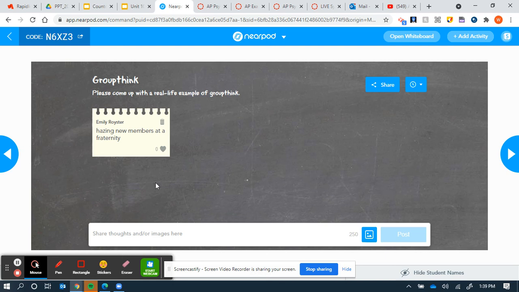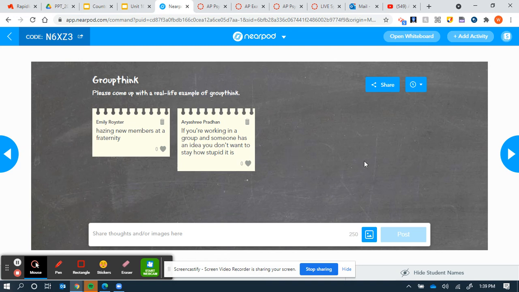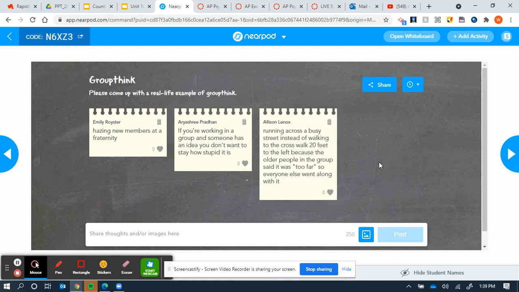All right, so are we only going to have one example from Emily? Working in a group and someone has an idea, you don't want to say how stupid it is. Okay, yeah, that is a good one. When somebody's like, hey, I got it, and everybody's like, okay, yeah, nobody wants to be. Running across a busy street instead of walking to the crosswalk to the left because older people had said it was too far, so everyone else went along with it. Okay, all right, that sounds like a personal experience.